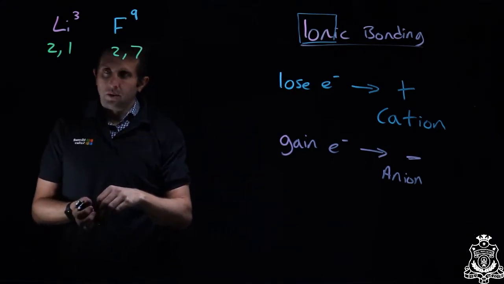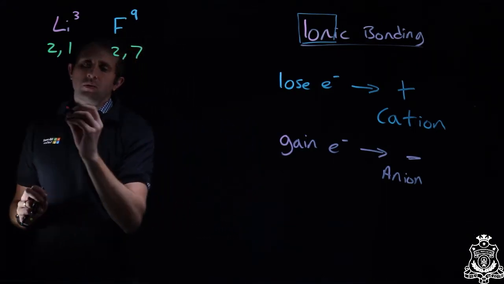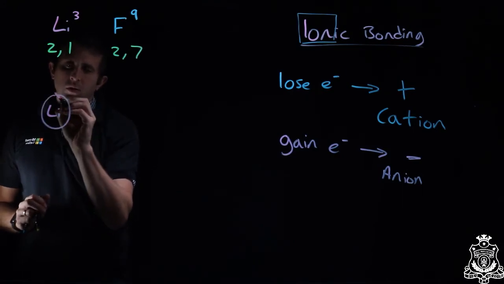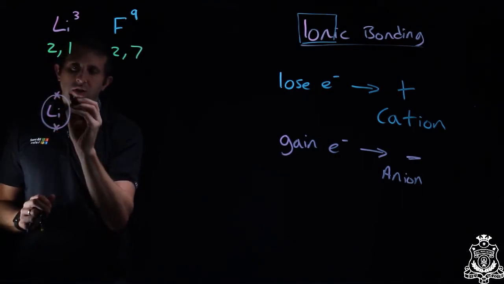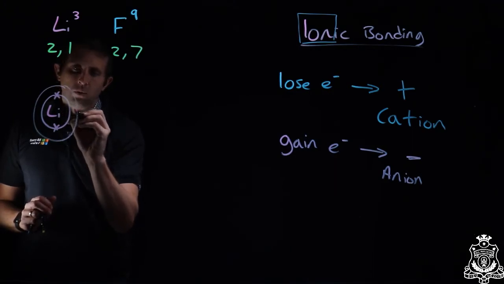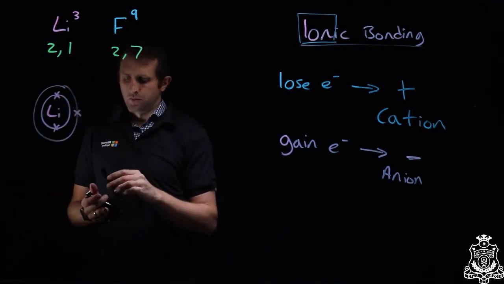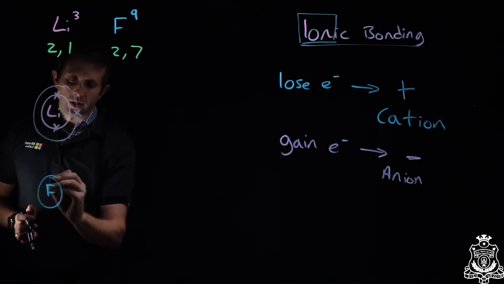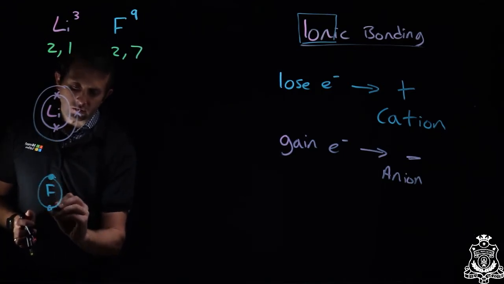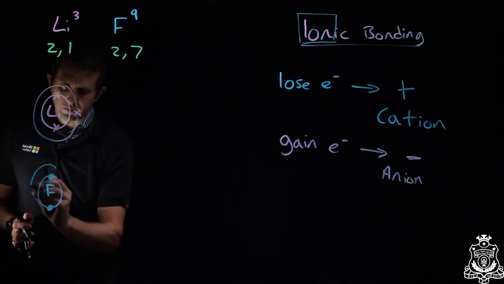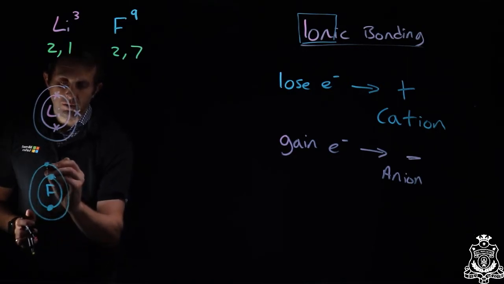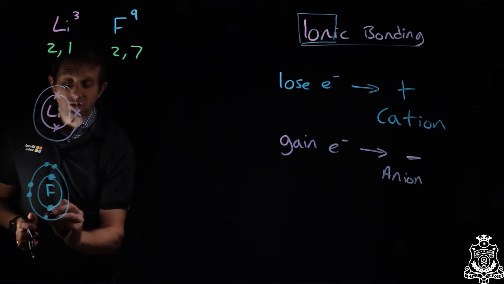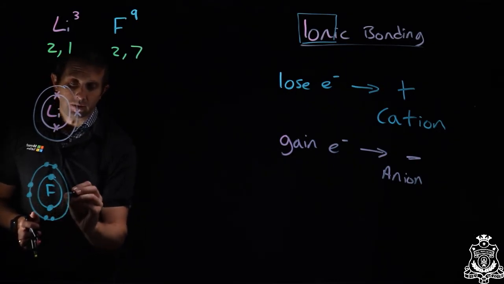Let's draw these together. So, lithium, we're going to draw 2 electrons in its first shell, 1 electron in its outer shell. Fluorine, I'll draw down here. We have 2 electrons in the first shell, and then 7. Notice I'm using dots now. This helps us differentiate between the electrons that get transferred during an ionic bond.